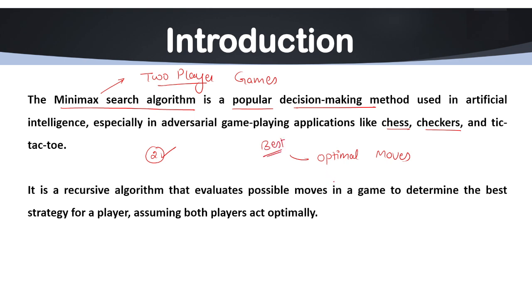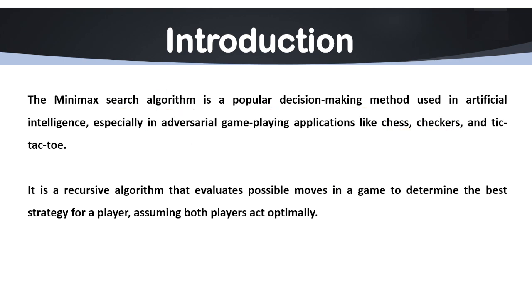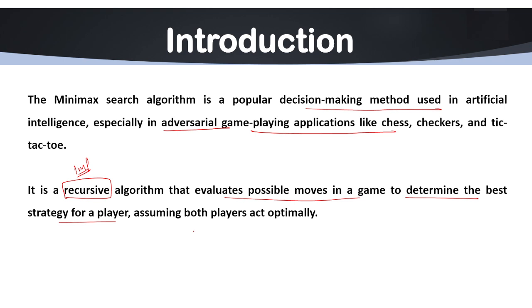So it helps us in determining optimal moves for a player by assuming that both players play optimally. As you can see here, it is a decision making method used in AI, especially in adversarial game playing applications. It is a recursive algorithm. This particular thing is very important. So the min-max search algorithm is a recursive algorithm that evaluates possible moves in a game to determine best strategies for the players. The min-max algorithm evaluates all possible moves in a game to identify the best moves for the maximizing player.